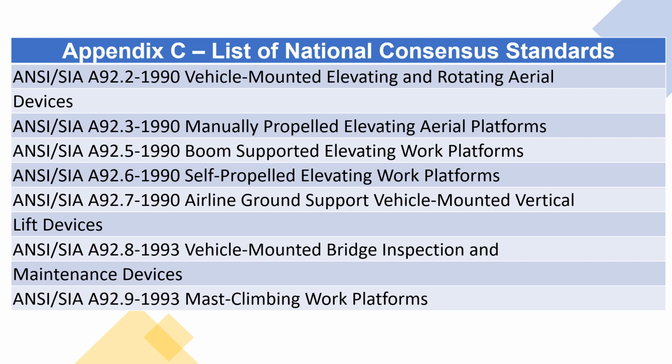ANSI/SAIA A92.2-1990 Vehicle-Mounted Elevating and Rotating Aerial Devices. ANSI/SAIA A92.3-1990 Manually Propelled Elevating Aerial Platforms. ANSI/SAIA A92.5-1990 Boom-Supported Elevating Work Platforms. ANSI/SAIA A92.6-1990 Self-Propelled Elevating Work Platforms. ANSI/SAIA A92.7-1990 Airline Ground Support Vehicle-Mounted Vertical Lift Devices. ANSI/SAIA A92.8-1993 Vehicle-Mounted Bridge Inspection and Maintenance Devices. ANSI/SAIA A92.9-1993 Mast Climbing Work Platforms.